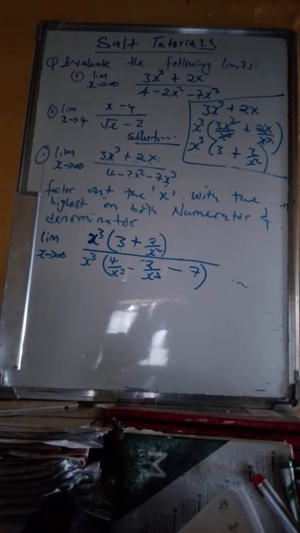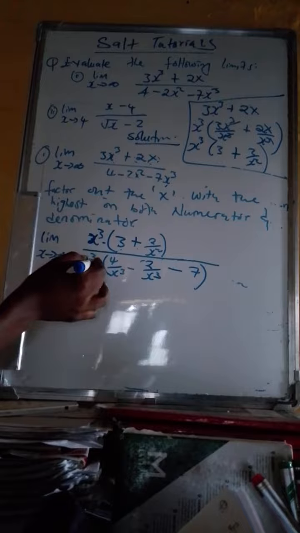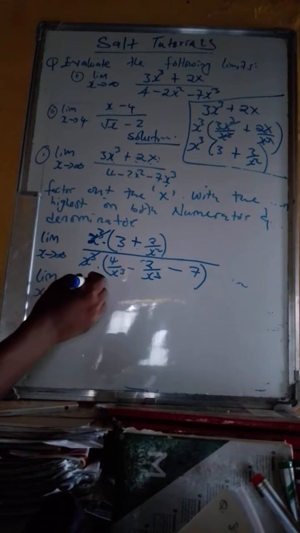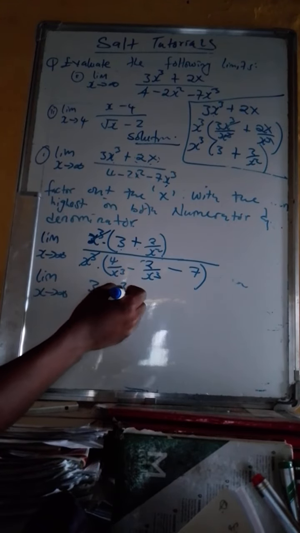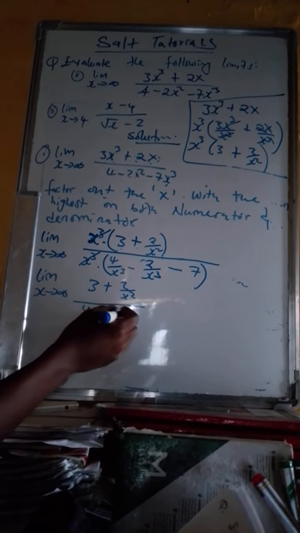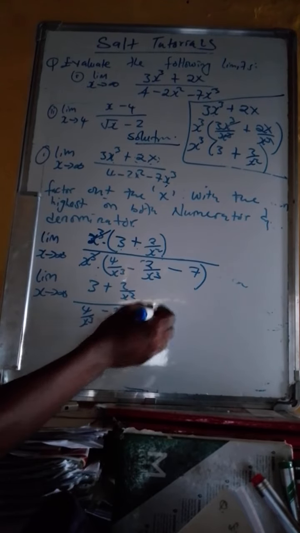And then when we simplify, this is multiplication here, this is multiplication, this and this are common. It means that I'm going to remain with the limit as x approaches infinity of 3 plus 2 over x squared over 4 over x power 3 minus 2 over x power 3 minus a 7.